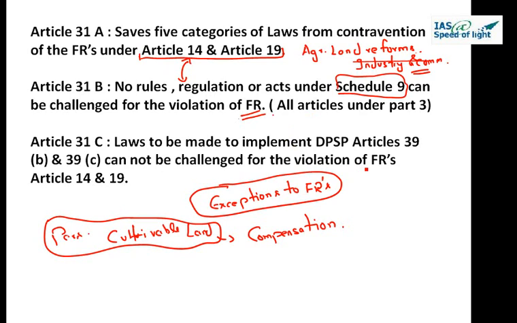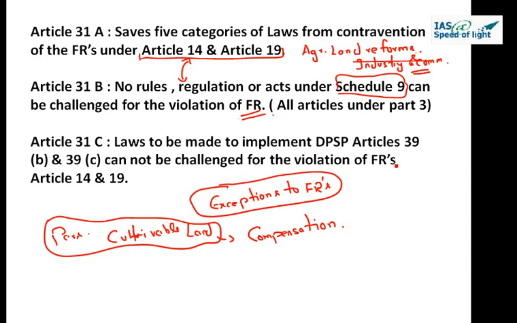But in a landmark judgment in 2007, the Supreme Court has now declared that even the Schedule 9 rules and regulations or acts are open for judicial review. And those regulations which have been placed after 1973, that is the Keshavananda Bharti case, where judicial review came out to be one of the major basic structures of the Constitution. So judicial review is a part of the Constitution, and none of the acts or regulations in the Constitution can protect itself from judicial review.